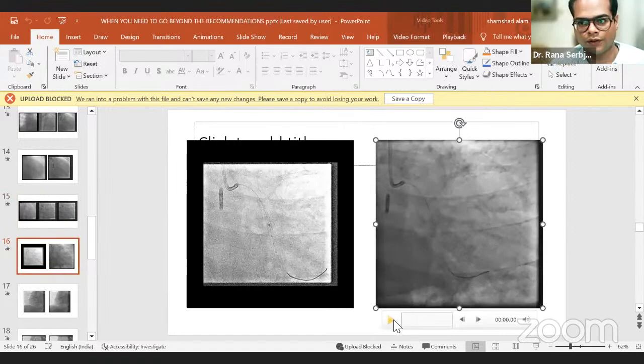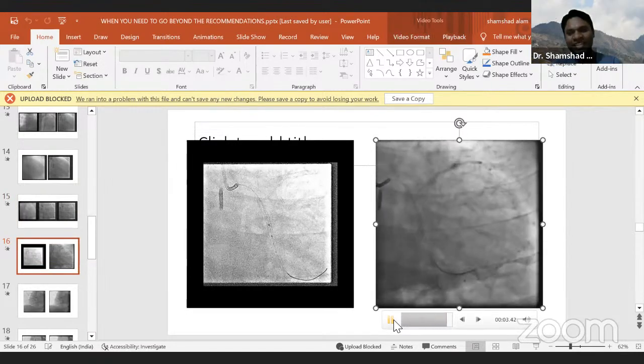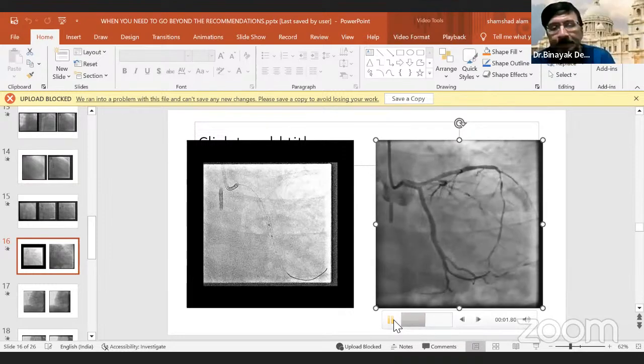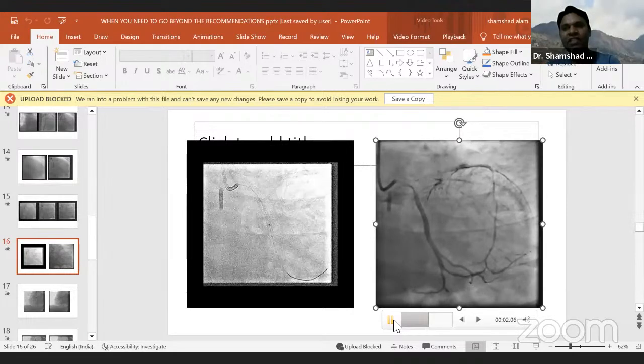This was the circumflex, which I will show in the second case. Yeah, this was the last circumflex. And PTCA to RCA, we did after 2 weeks. In the second case, we did LAD and circumflex in the same setting on IABP support. The patient was removed from IABP support on day 2 itself, and the improvement in the second case was very marked.